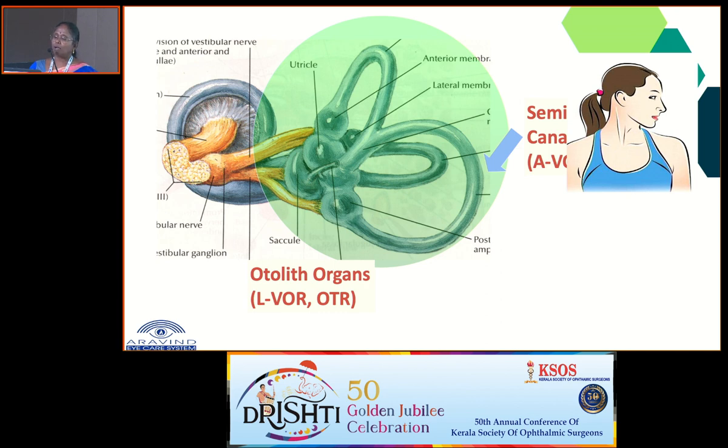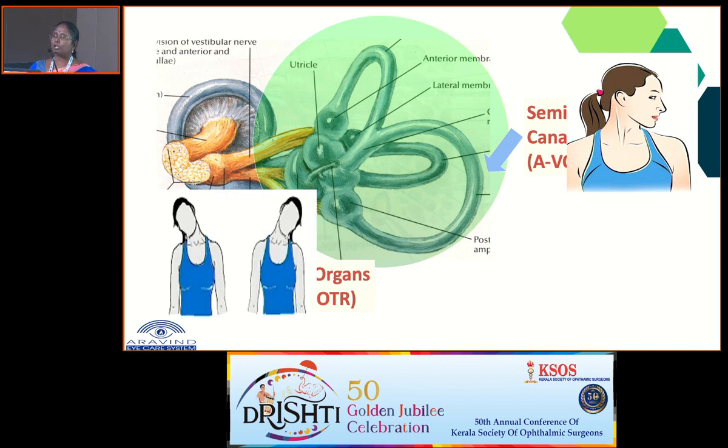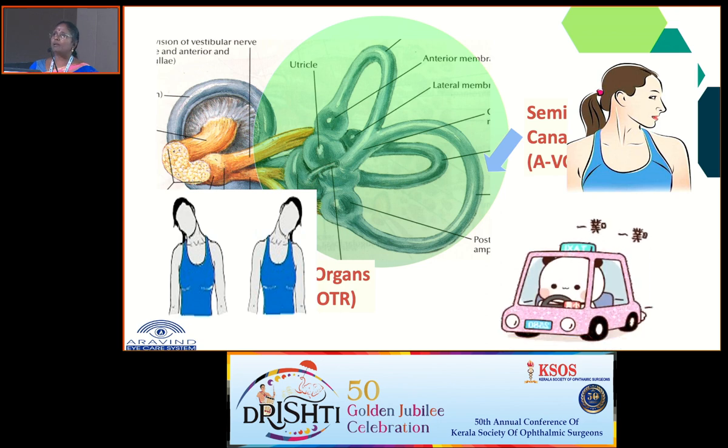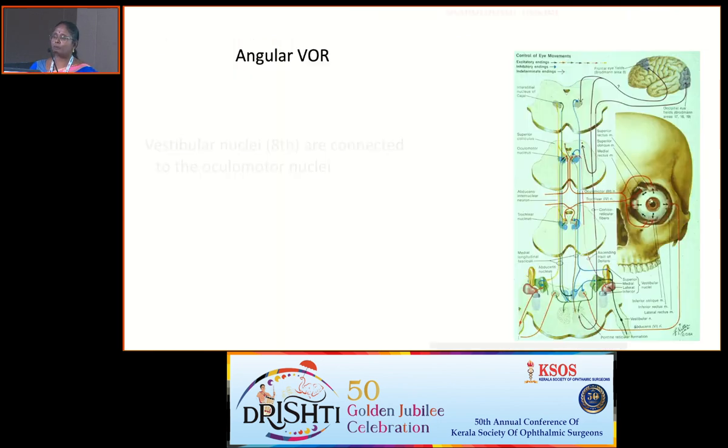The next is your otolith organs, which is the saccule as well as the utricle, which is involved in your linear vestibulo-ocular reflex and ocular tilt reaction when there is a movement with turning with respect to gravity. These are the things which are going to help, suppose you tilt your head and you're moving, or when you are driving in a car, you are able to visualize the things properly.